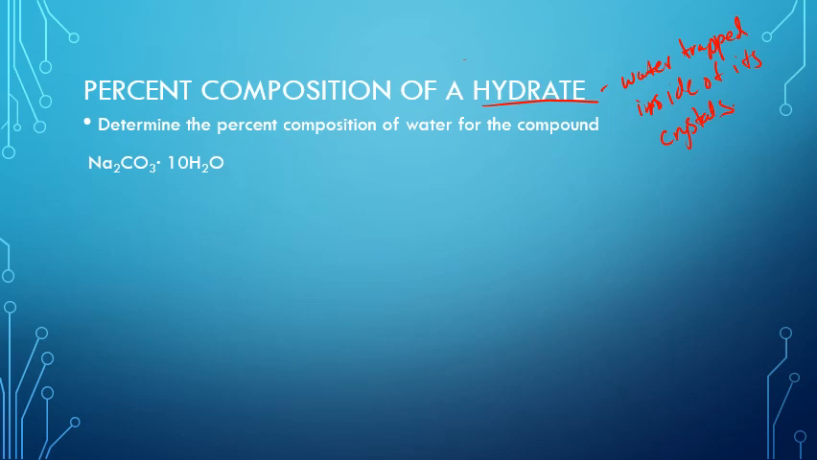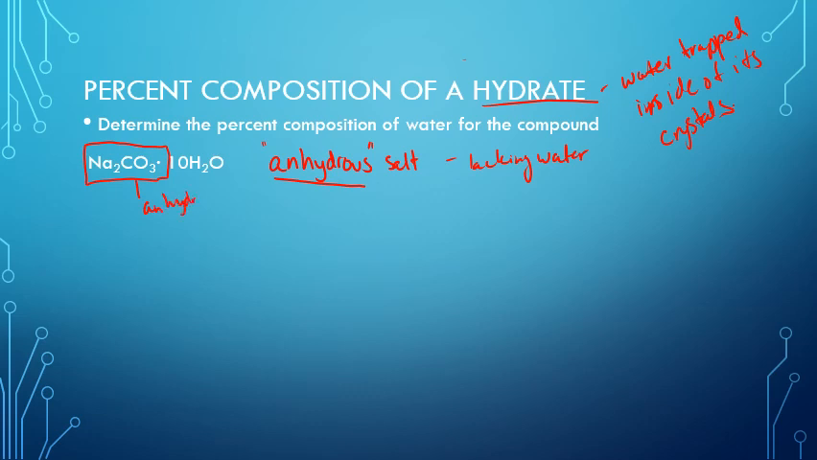The second vocabulary term that we need to talk about is something that we call an anhydrous salt. That term anhydrous means lacking water. So the anhydrous salt would literally be just the ionic compound without the water. So in this example where I have the Na2CO3, that would be the anhydrous salt, whereas the entire compound would be the hydrate.